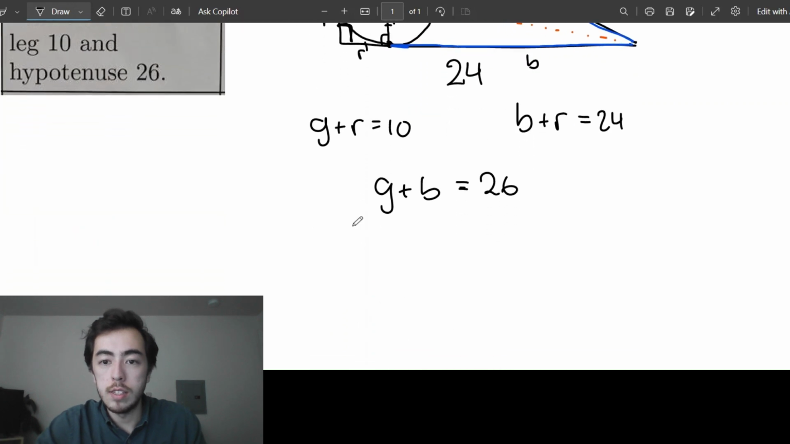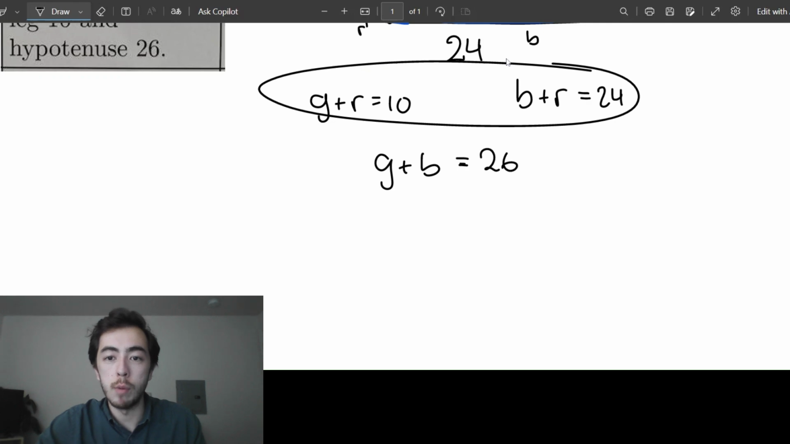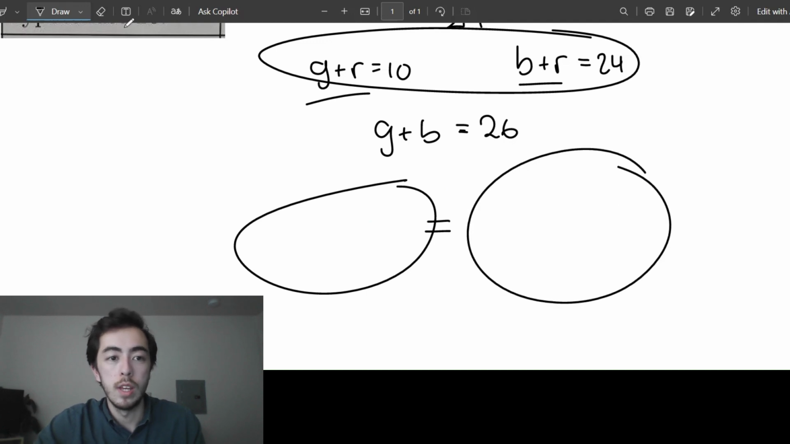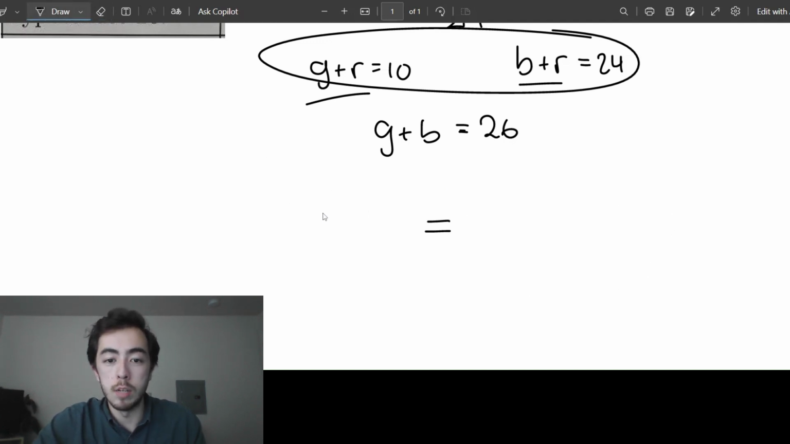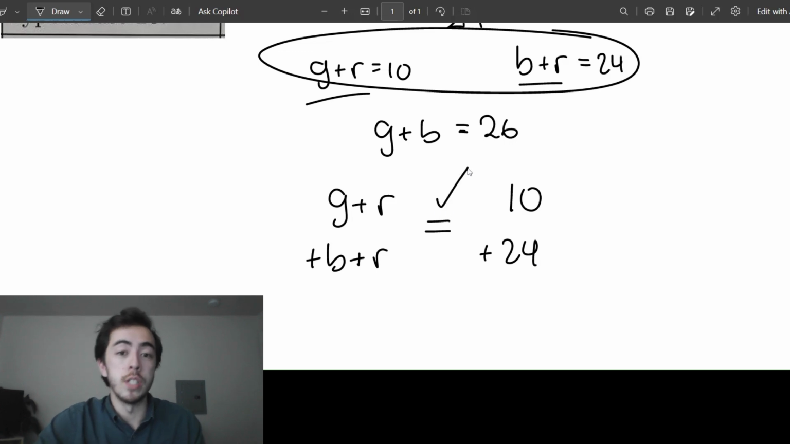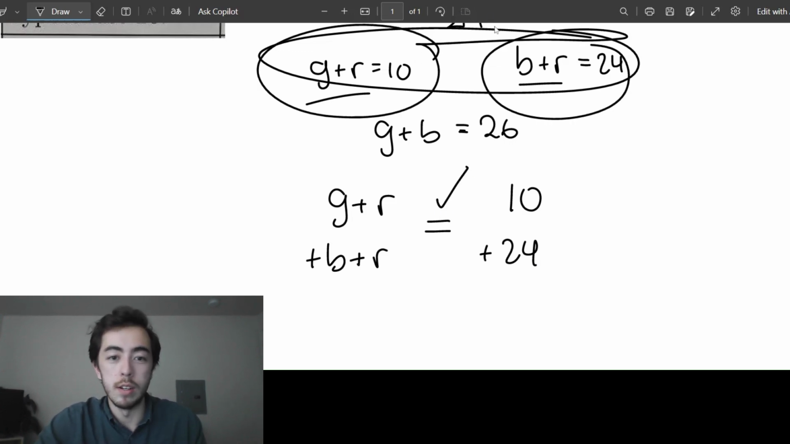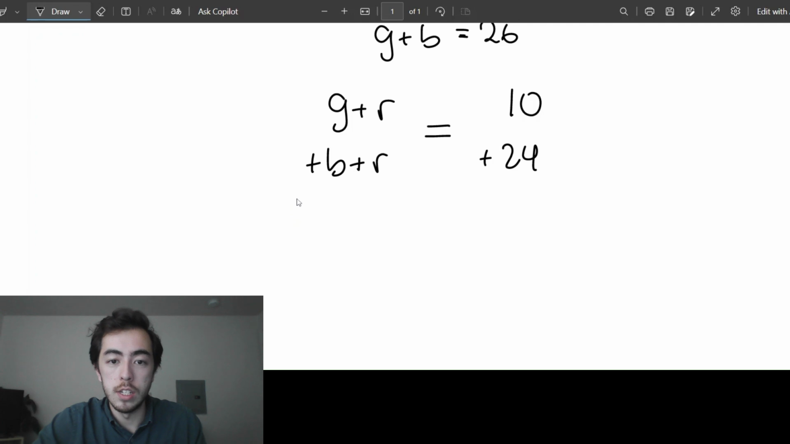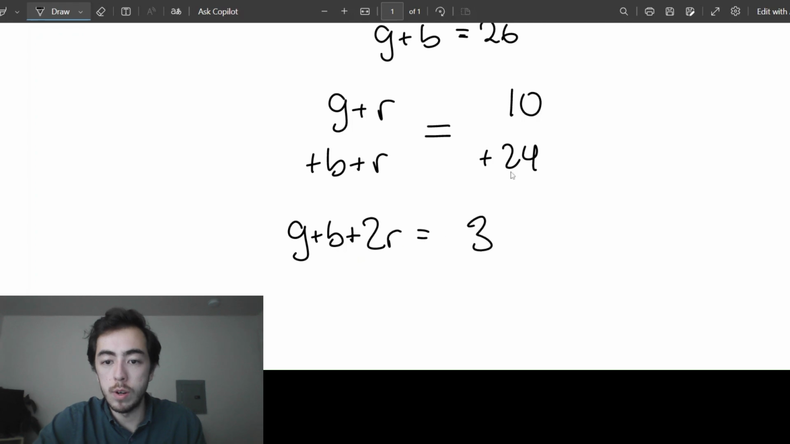So let's take these equations, and I'm going to pile the left-hand side of these equations over here and the right-hand side over here. Since G plus R is 10, I could put G plus R here and 10 here. Then I'm going to add B plus R to the left side, and balance it out by adding a 24 to the right side. I know that this equation is true because I'm just pulling information from previous equations. So that tells me that G plus B plus 2R is equal to 34. But I do know that G plus B is 26.